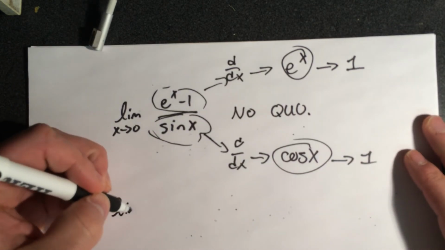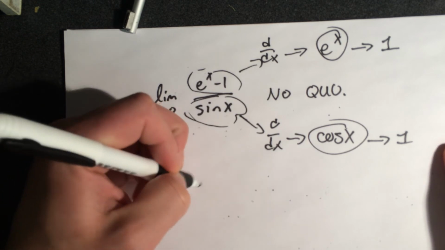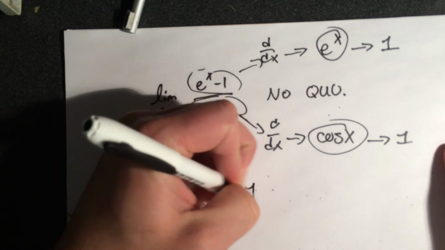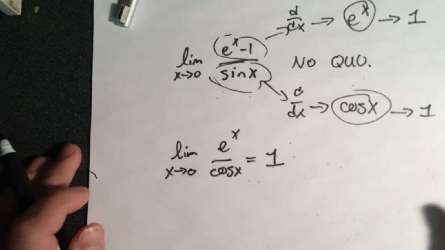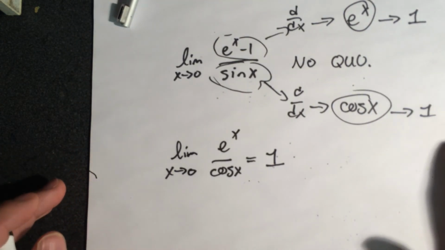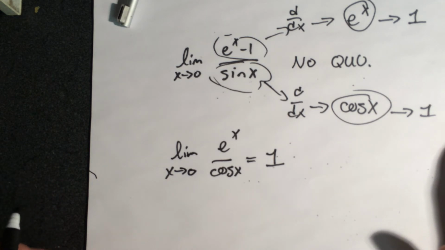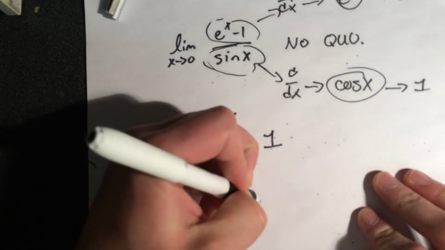So this becomes the limit as x goes to 0 of e to the x over cosine x, which equals 1. That's actually an interesting result, because we thought it was going to be something between 0 and infinity, which it in fact is, and I think that's kind of cool. This has a special name. This is called L'Hopital's rule.